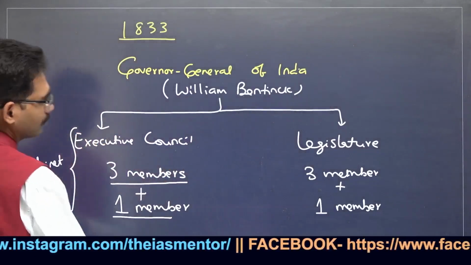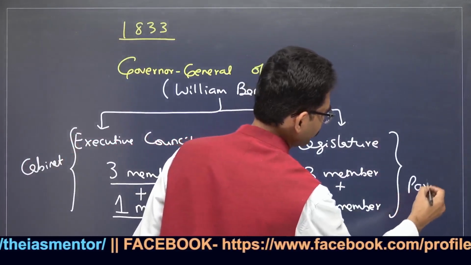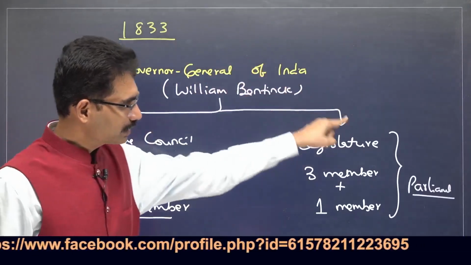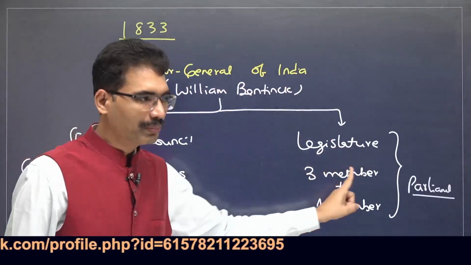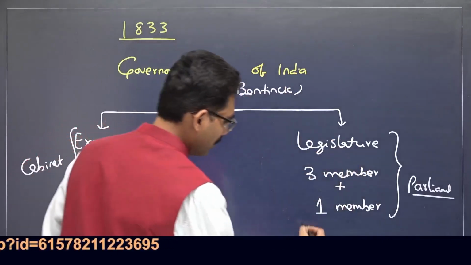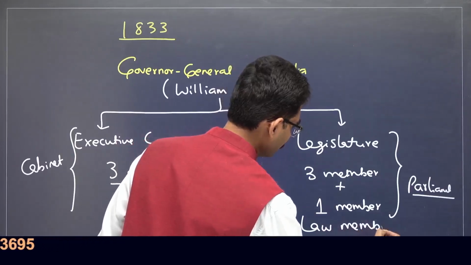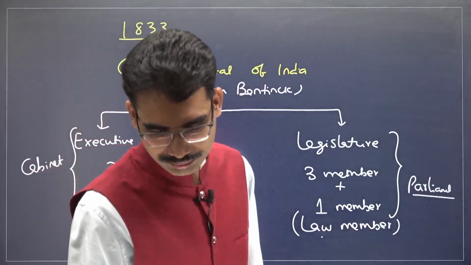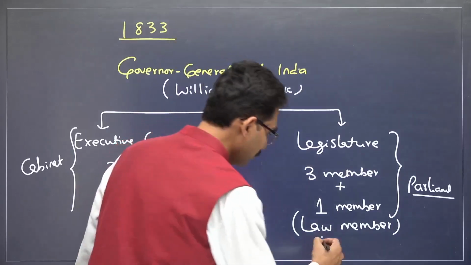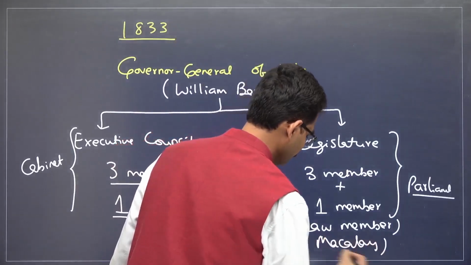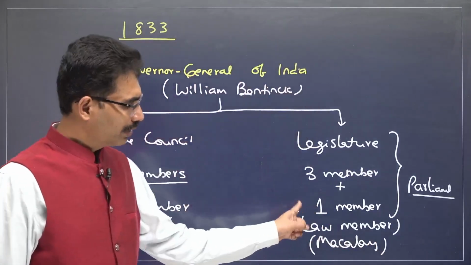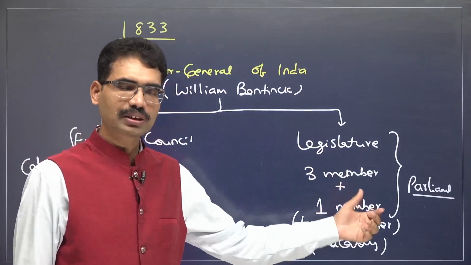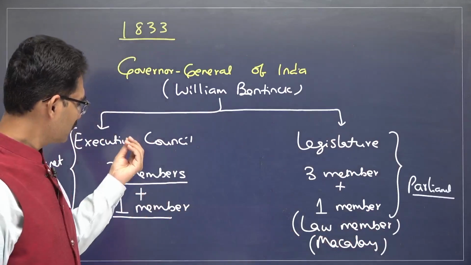Cabinet and parliament. Whenever this body is going to sit for legislation, then the 4th member will be there. That member is called the law member. The first law member was Macaulay. Macaulay was the law member. Even though he was added as a law member for legislative purposes, he was given permission by the Court of Directors to sit in almost every Executive Council.